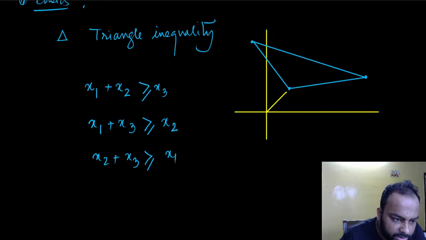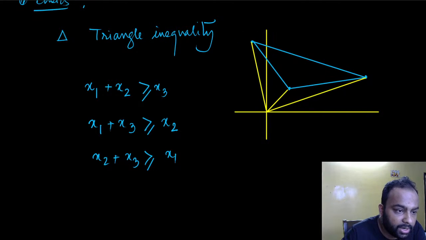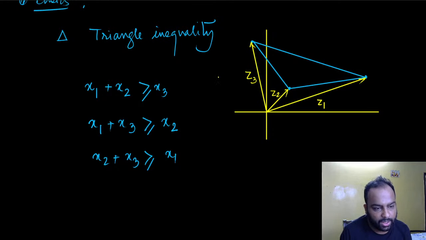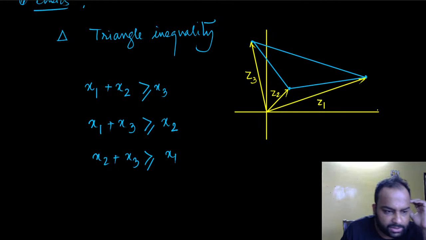Let's say this is the radius vector for this, this is the radius vector for this, and this is the radius vector for this. I'm saying this is radius vector z1, this is vector z2, and of course these are just complex numbers in our sense. This is z3. So these are vectors, pretty simple.